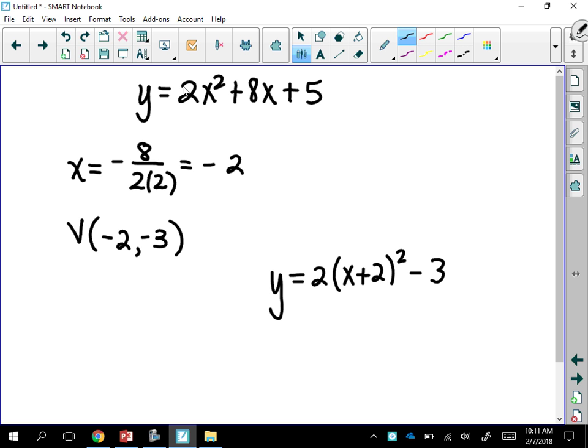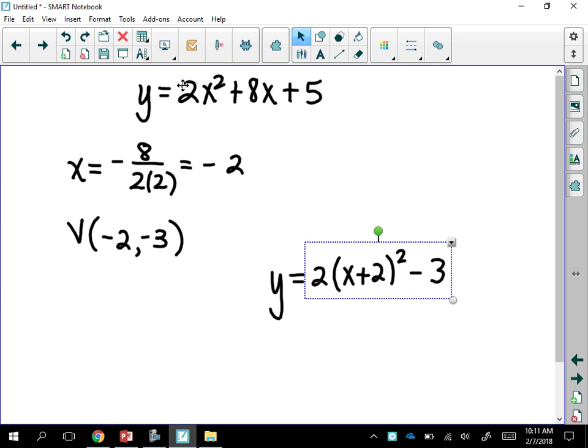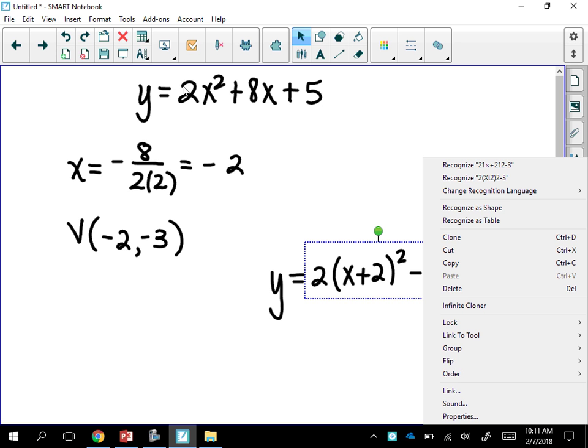Good. Y equals 2 times x plus 2 squared minus 3. Remember, it's y equals a times x minus h squared plus k. And h and k come from our vertex. So that x minus h becomes x plus 2. The k becomes -3. And then the a value is the same a value from standard form. Okay? So this is the vertex form of that standard form.